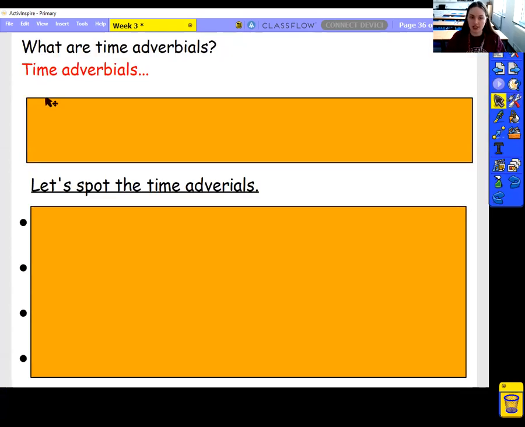So today's literacy lesson, we've finished writing our story. We're moving on to something new. We're going to start off by looking at time adverbials. But what are time adverbials? Can you remember? If you think you know, tell somebody in the room.